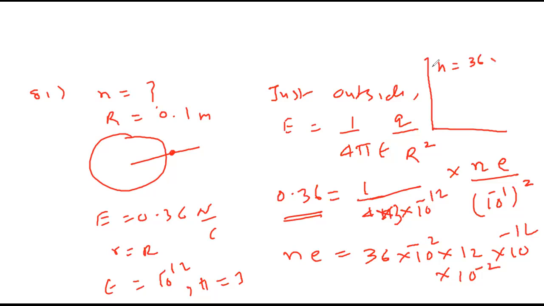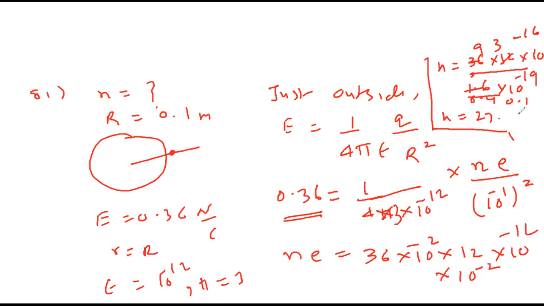36 into 12 into 10 raised to minus 2 to 4, upon e, which is the charge of the electron, 1.6 into 10 raised to minus 19. 4 3s are 12, so n equals 0.1 into 9, so 27 into 10 raised to the power 4.